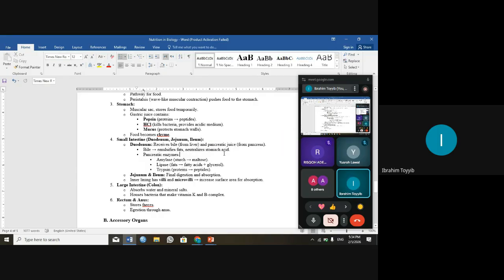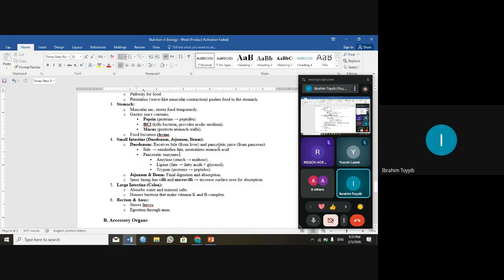You know, the stomach contains acid. But when the food is now coming to the small intestine, the liver will produce bile into the duodenum part of the small intestine, so that it can neutralize the acidic medium that is coming from the stomach, and the fat will be emulsified, will be broken down.